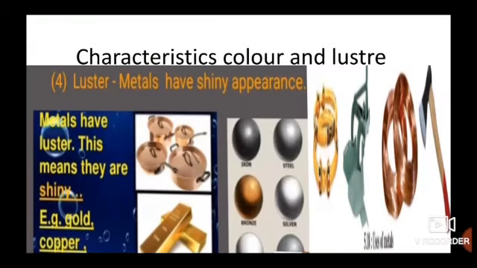Sonority of metal. The property of metal producing a ringing sound is known as sonority. The ability of metal to produce a particular sound when it is tapped on a hard surface is said to be sonority. Metal produces a ringing sound. Characteristic colors and luster. Metals have a typical shine or luster. Every metal has a characteristic color by which it can be identified. Example: gold, copper, iron, steel, bronze, silver, etc.